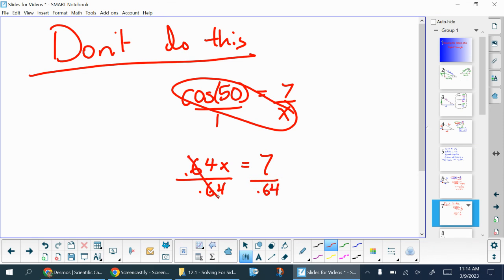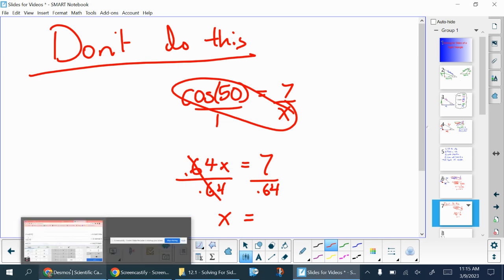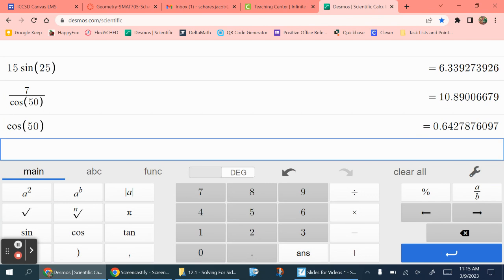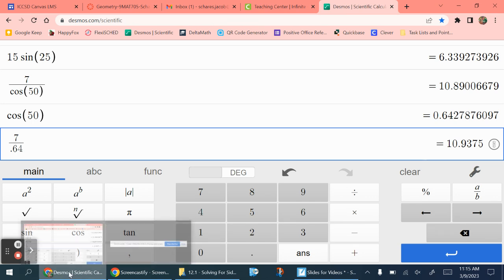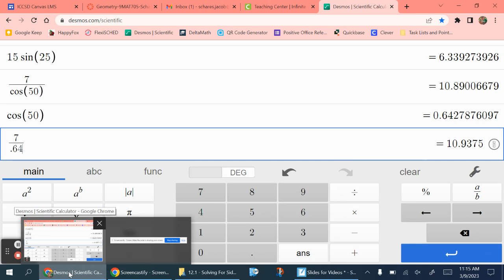And everything we're doing here is mathematically correct. The problem is that 0.64 is rounded so much that we're going to get a pretty different answer here. So if I do 7 divided by 0.64, you can see instead of getting 10.89, I got 10.93. And in that case, it would round to the same thing, but that's not always going to be the case. That could end up being off by 0.2 or 0.3 on some problems. And that's enough to really make a big difference in some contexts.